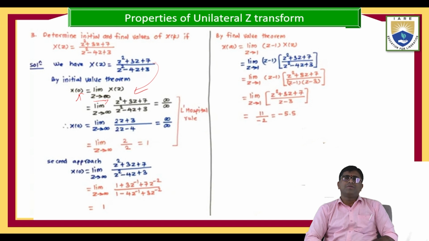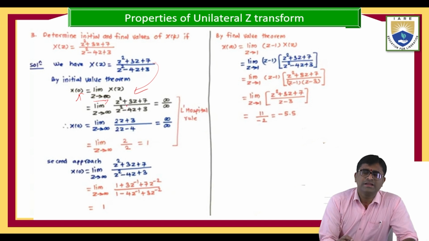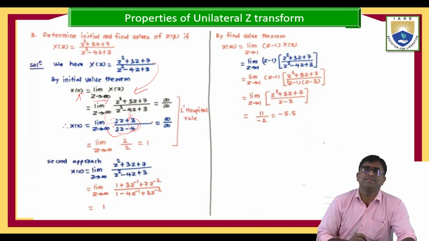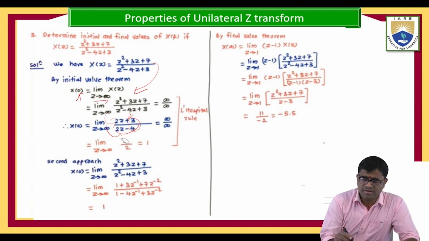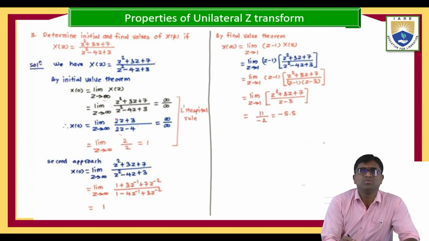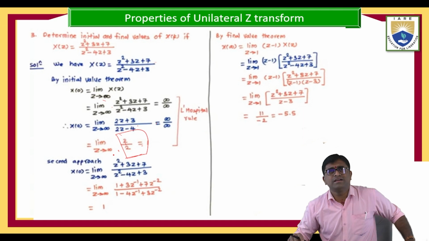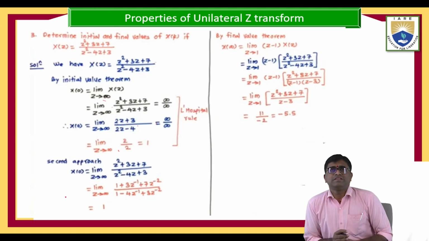If we get infinity by infinity, we can differentiate the numerator and denominator of the given function. It is coming to 2z plus 3 by 2z minus 4. For this one also I am getting infinity by infinity. Again we differentiate with respect to z, and this comes to 2 by 2. So we got 1. This is the value for the initial value theorem by the first approach.